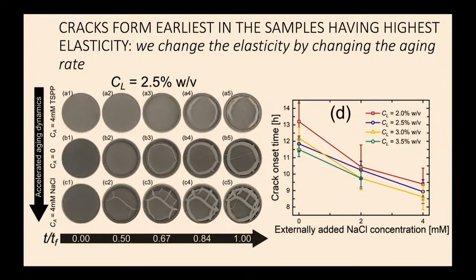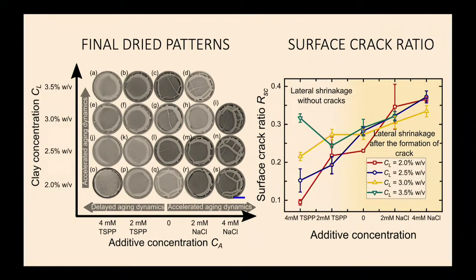The reason why we've used this particular range of clay concentrations is because this is where clay forms a soft glass. If you add any more clay, you're going to get into a nematic phase, which we wanted to avoid because we want to eventually use the poroelastic model. For that, we want a gel. Now these are the final dried patterns.